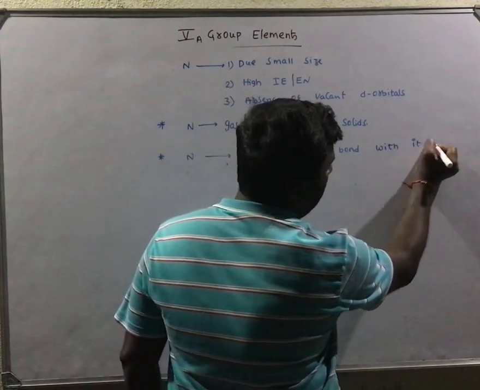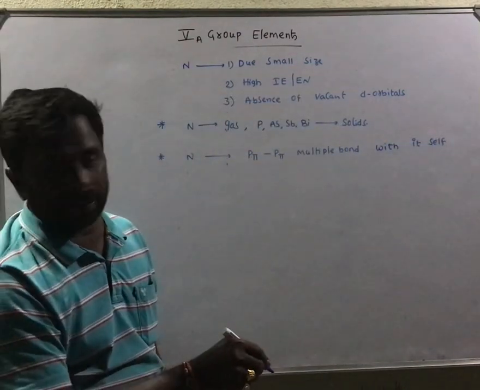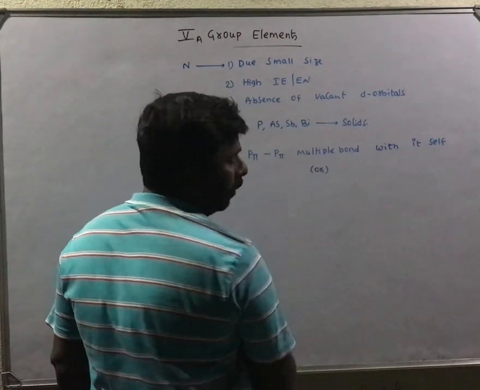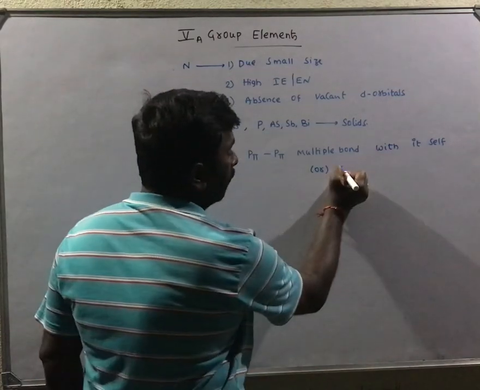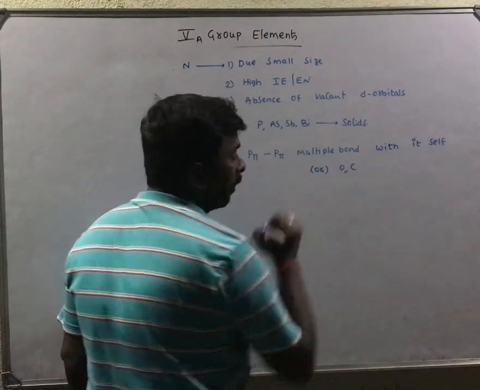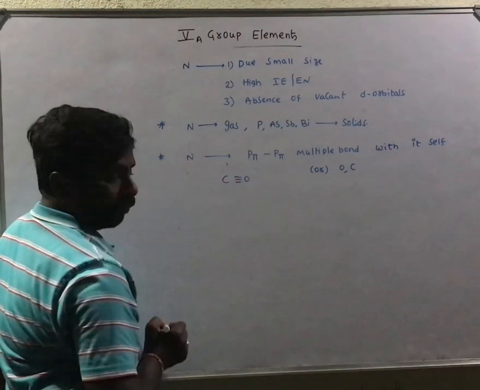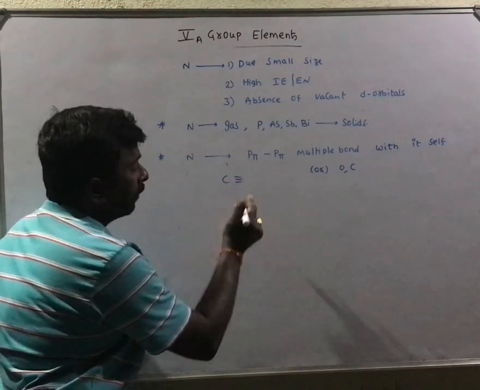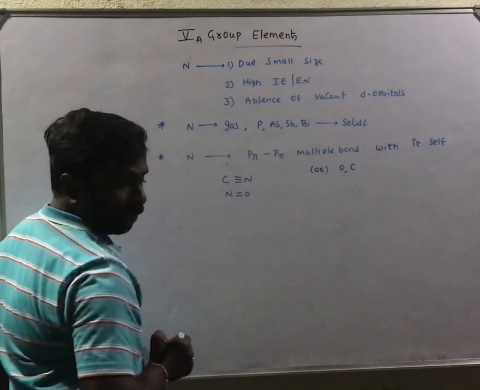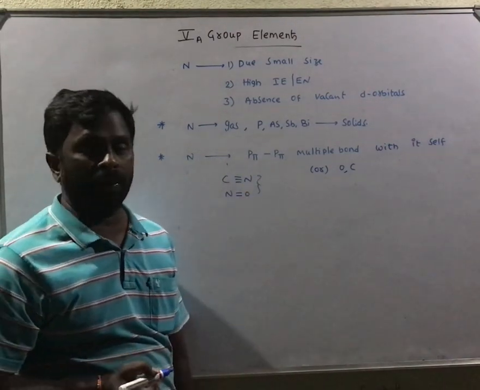with itself, meaning nitrogen forms p pi multiple bonds with nitrogen or small sized elements. The small sized elements are like oxygen, like carbon. That means here C triple bond O, C triple bond N, then N double bond O like this. So any multiple bond formation is possible.